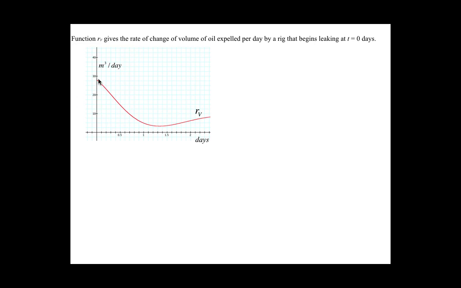It's got higher rate values at first, maybe around 27 or 28 cubic meters per day, right near the beginning. Then we get lower as time goes on, and then it rises a little bit again, meaning, as we discussed, the oil's leaking quickly and then more slowly, but it's leaking the whole time. It's not going back into the oil rig. And then it starts to leak a little bit faster again towards the end here.